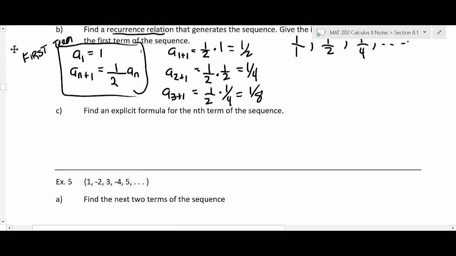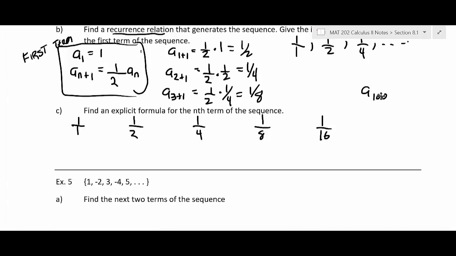Now, let's look at an explicit formula. Let's do this to kind of help us see this. Let's write out 1/1, 1/2, 1/4, 1/8, 1/16. Now, remember, if we're doing an explicit formula, your goal on this problem would be to find, like, what is a sub 100? What's the 100th term in the sequence? If you just have a recurrence relation, it's too tedious to figure it out that way.